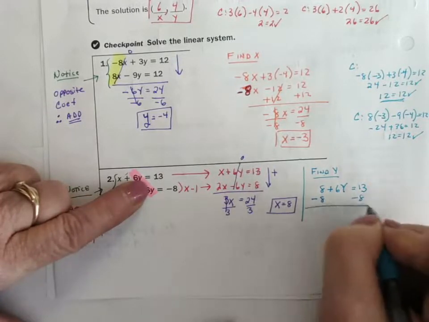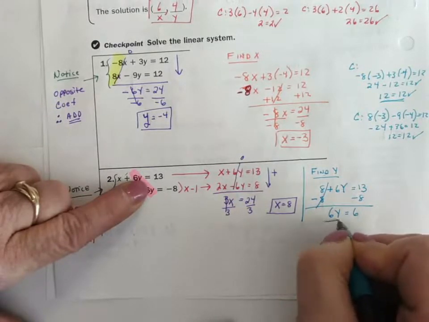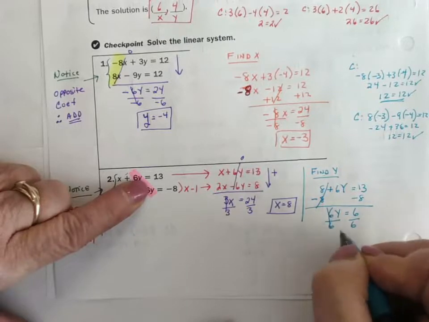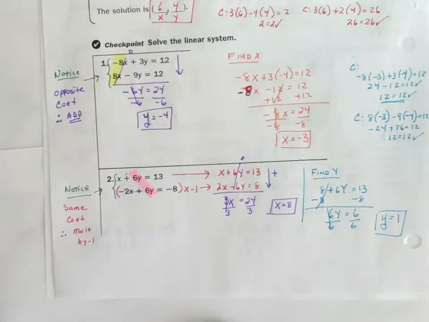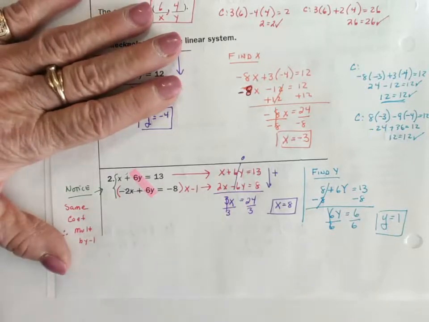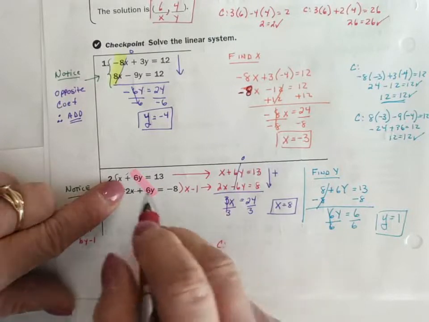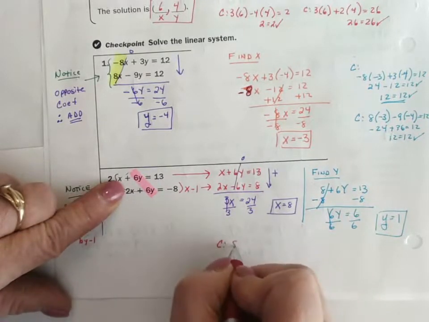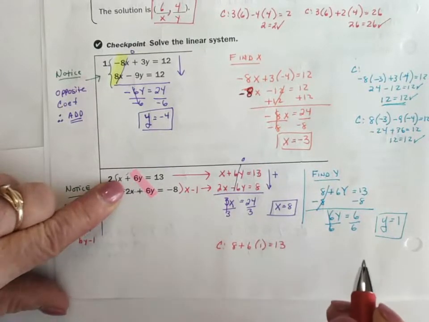Subtract 8 from both sides. You get 6y equals 6. Divide by 6, and y equals 1. Okay. So notice that work is very easy to follow. And then the final thing you do is you check both equations. So I'm going to check the first equation, always the original. X is 8 plus 6, y is 1 equals 13.